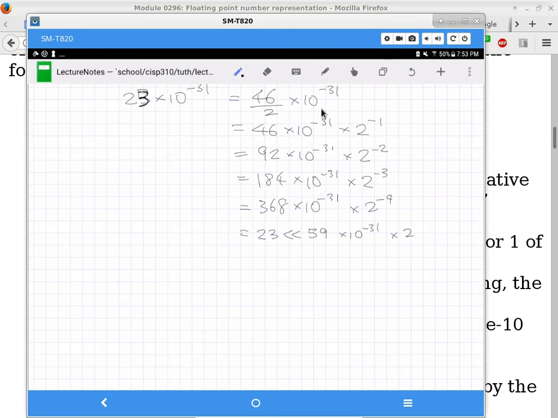Okay, so this is shifting by 1, we adjust by -1, shifting twice, we adjust by -2, shifting 3 times, we adjust by -3, shifting 59 times means it's 2 to the power of what? -59. How many times you shift in here is how many times you have to adjust by decrementing the power of 2. Are we doing okay so far?